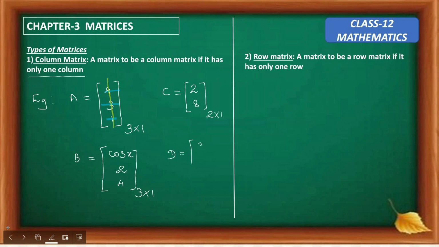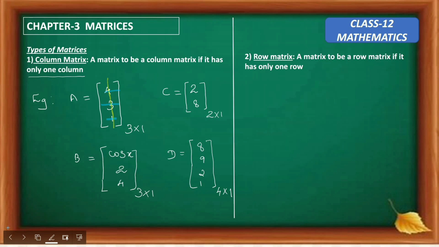Then another one, 8, 4, 2, 1. What is the order of this matrix? Number of rows, 1, 2, 3, 4. By number of columns, only 1. 4 by 1. This is also another example of a column matrix.